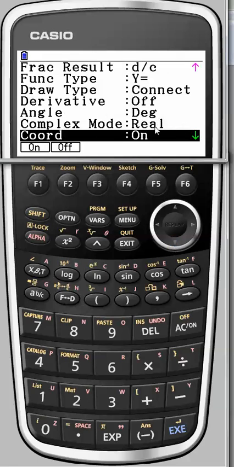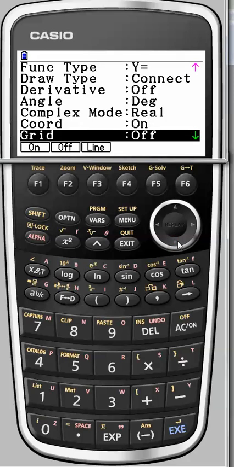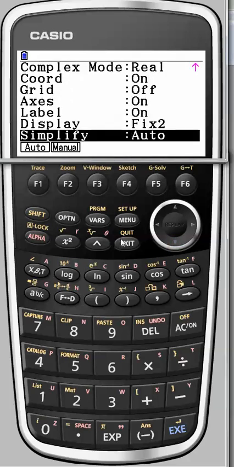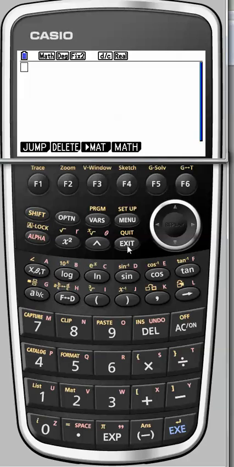Complex mode, real, we're going to work in the real number system. In Algebra 2, you're going to learn some other options. And our display and so on. We don't have to worry too much about that. This exit key I just hit is like your back button. It's your escape button. It gets you back to something normal.